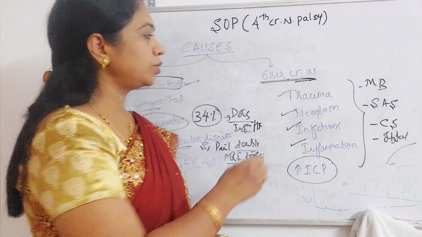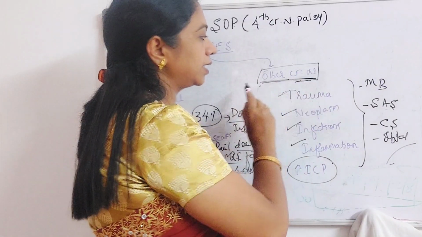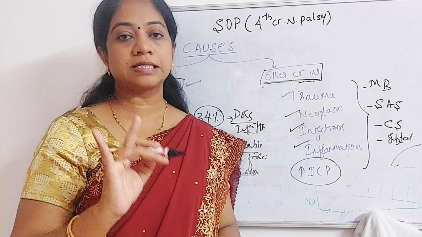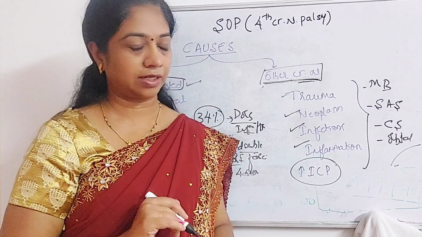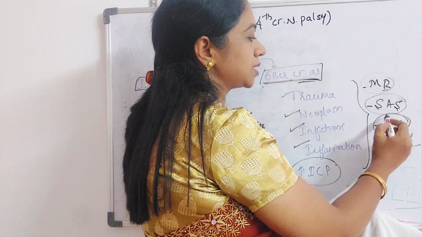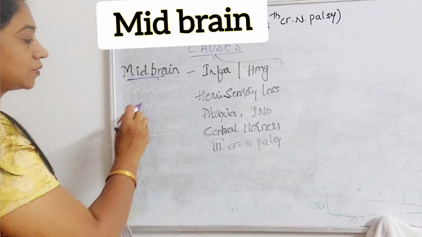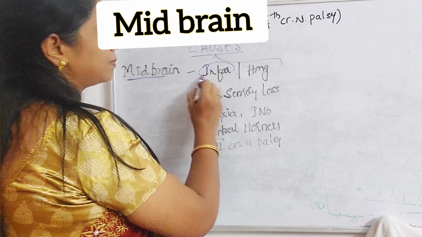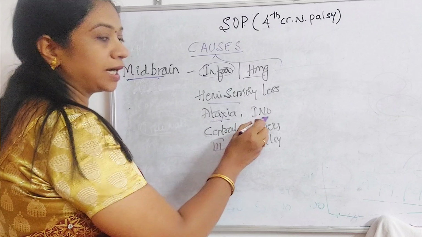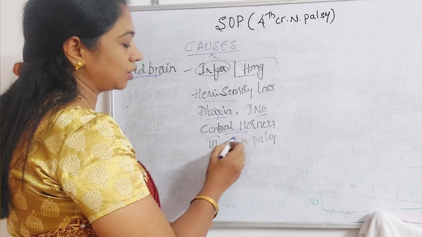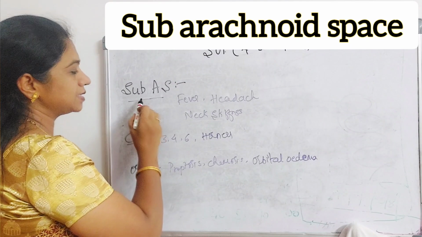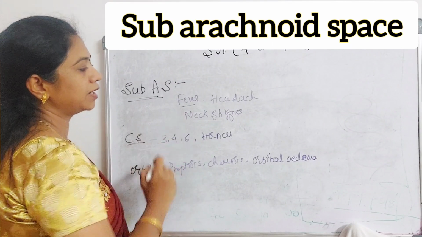So coming to superior oblique palsy associated with other cranial nerves, as I told, it can be associated with other cranial nerves like the third cranial nerve, or sixth, or second, or even the fifth cranial nerve. The lesions can be at the level of the midbrain, subarachnoid space, cavernous sinus and even orbital lesions. When the lesion is at the level of the midbrain, it can be secondary to infarction or hemorrhage. Usually they will have hemisensory loss. There can be ataxia, or the eye can also present with central horner's, and it is associated with third cranial nerve palsy.